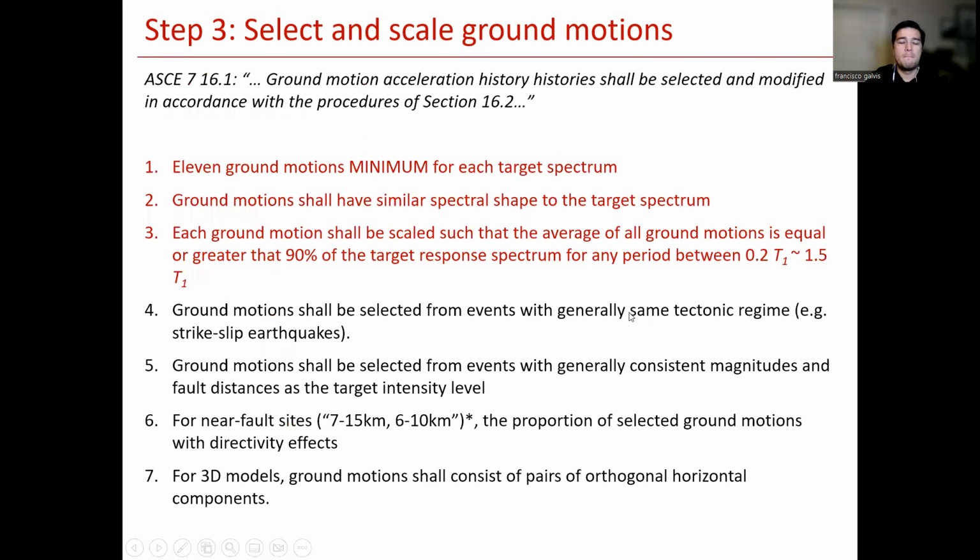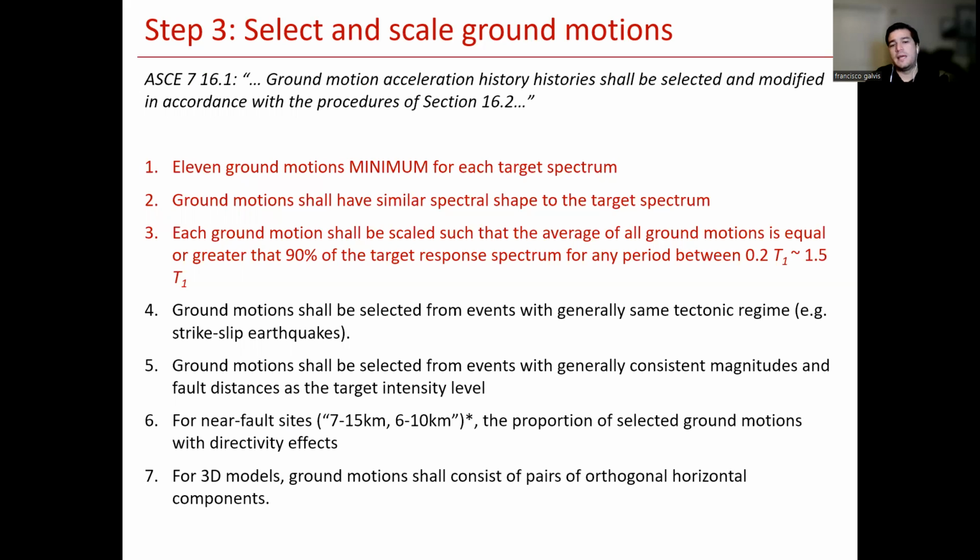Now, if we narrow down on looking at the ASCE 7 guidelines, it basically sets these seven things. First, you need to select 11 ground motions. They should have a similar shape to the target spectrum, and each ground motion should be scaled such that the average, the mean of all the ground motions, is equal to or greater than 90% of the target between 0.2 and 1.5 times the fundamental period of the building.